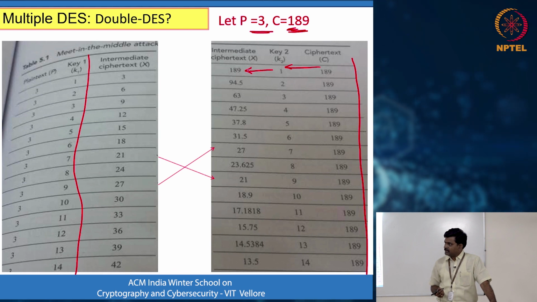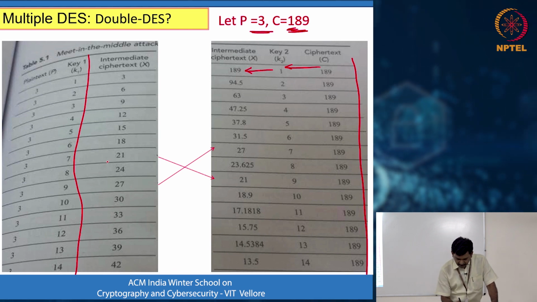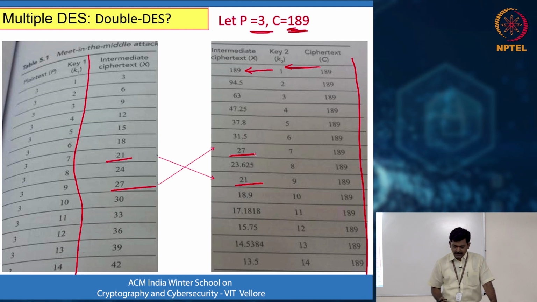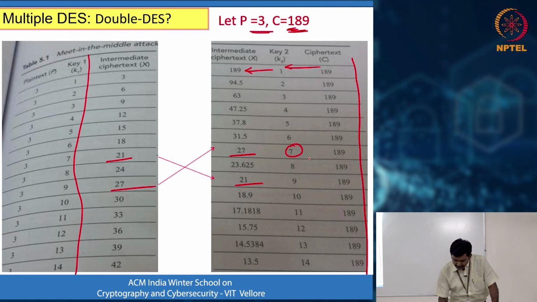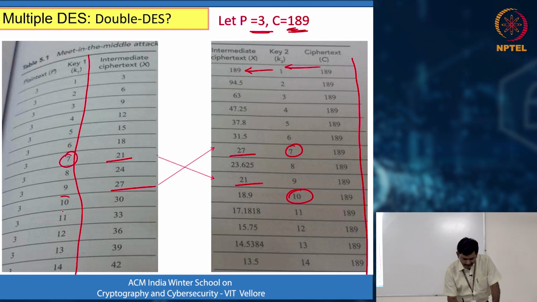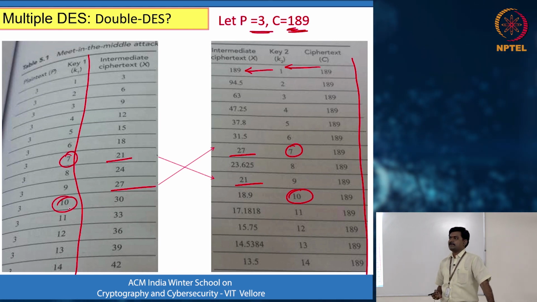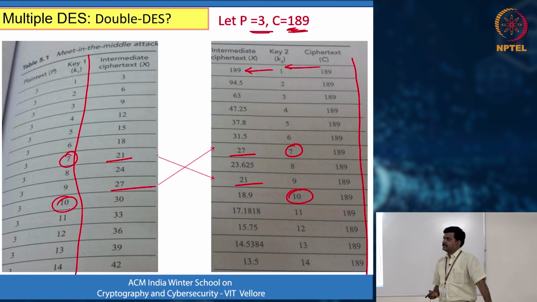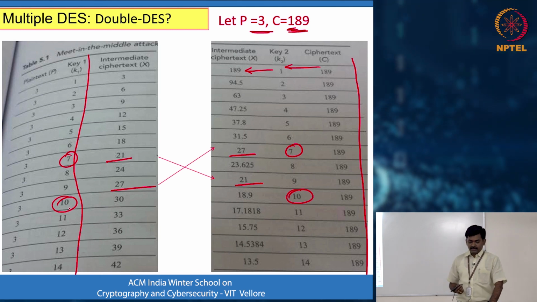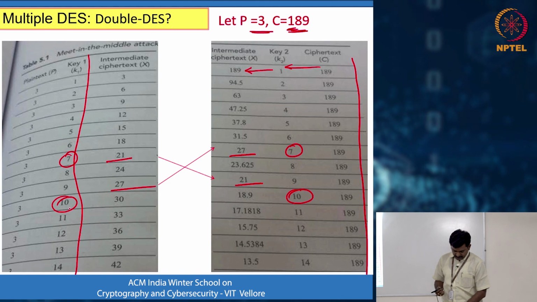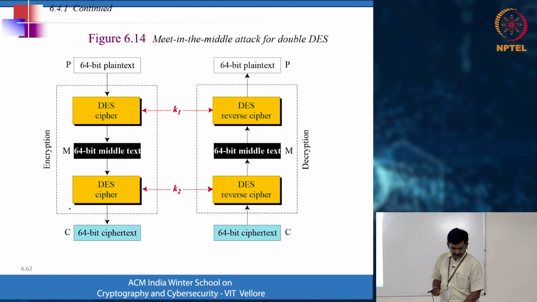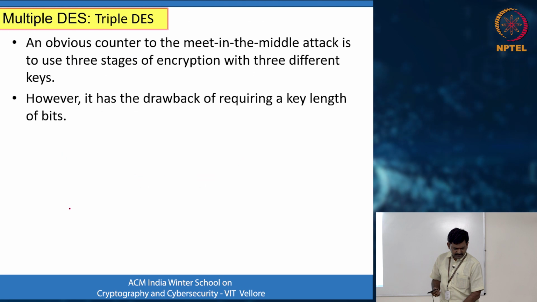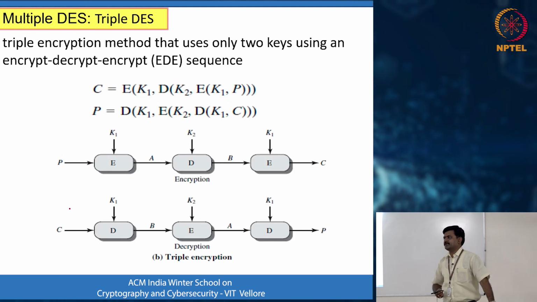Right? So then what do you do? You find where the matches are coming and pick those keys. Then your keys come, K1, K2. Right? So this is called meet in the middle attack, and because of that, people did not go for double DES, people went for triple DES.